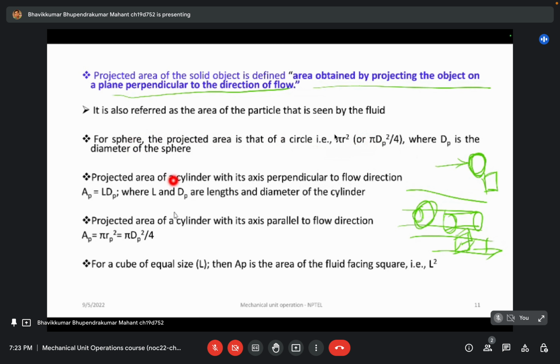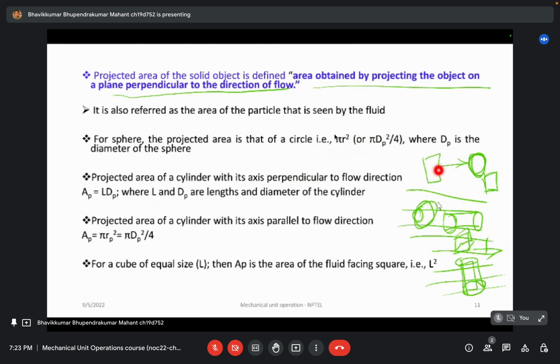And if we talk about the projected area of a cylinder with its axis perpendicular to the flow direction, okay, so here I consider the axis is in the flow direction. If we have the cylinder with axis perpendicular to the flow direction, then you can consider the rectangle as the projected area of the cylinder. So that's why A is equal to L into dp, where L is the length and dp is the diameter of the cylinder.